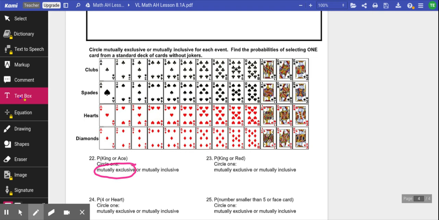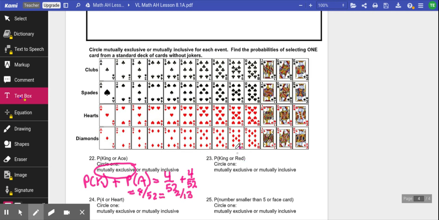Okay, and then when we have exclusive, we can just add up our totals. So we can do the probability of king, when we see the word add, or we're adding, plus the probability of getting an ace. So there are 4 out of 52, or 1 out of 13 kings. And there are 4 out of 52 aces, because there's 52 total cards in the deck. That gives us 8 out of 52, which reduces to 2 out of 13.